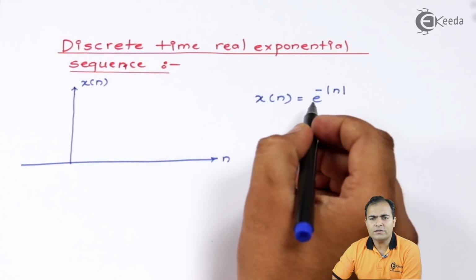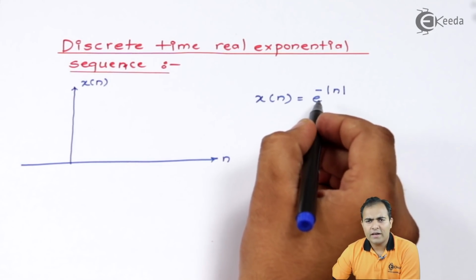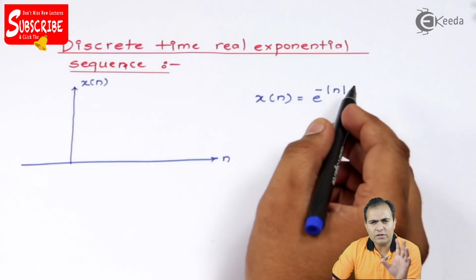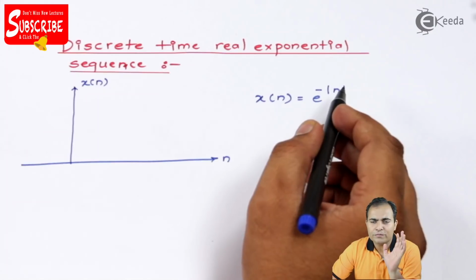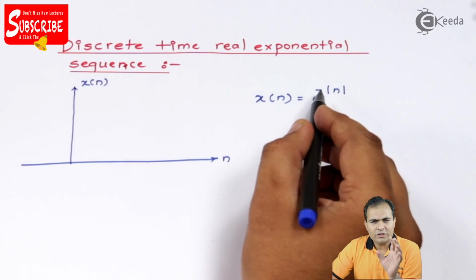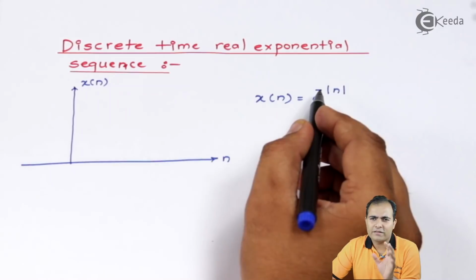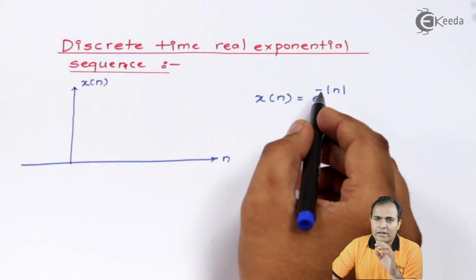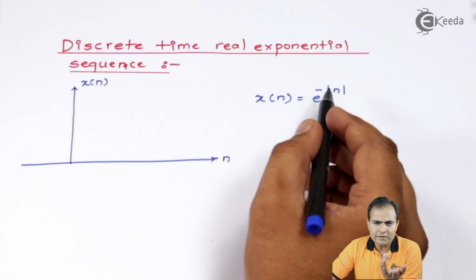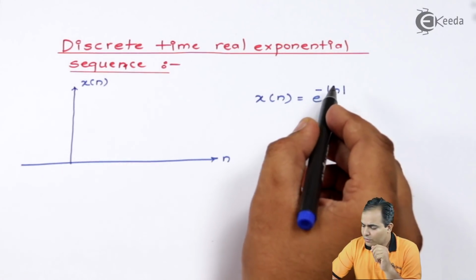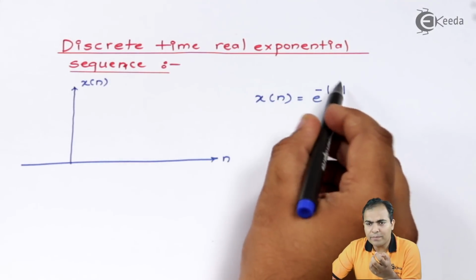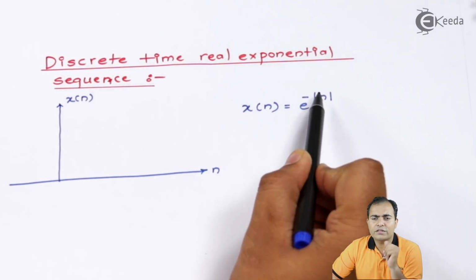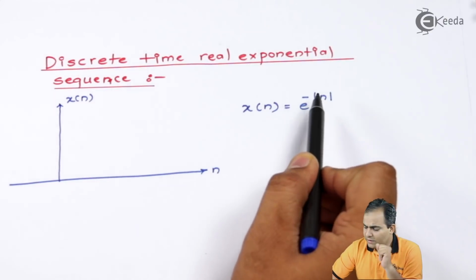I've chosen one exponential function, and in the exponent we have placed minus of mod of n. You can place minus n also, it's your wish. There is no logic behind the minus n; I have just placed it for the sake of it. Mod of n means the n value may be positive or negative, so according to that, the minus sign together with the value of n changes the graph. How? We'll see.